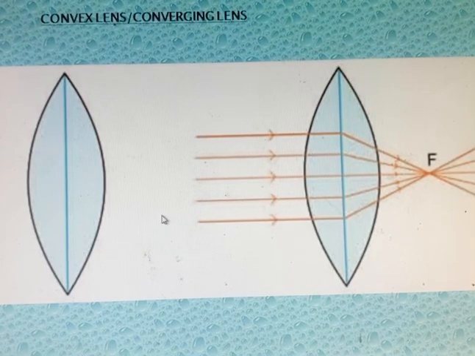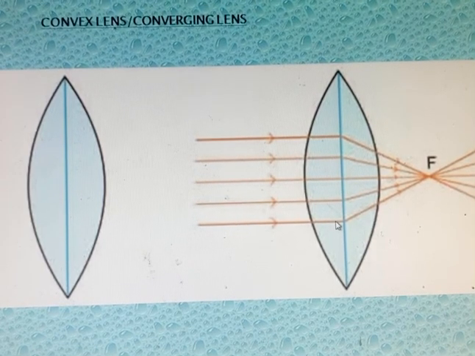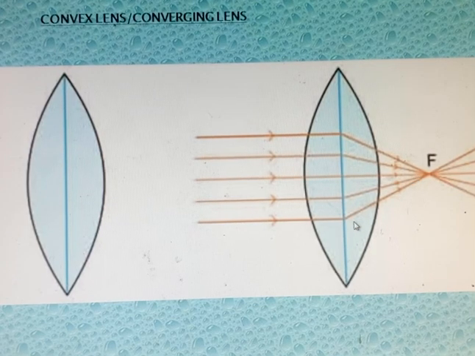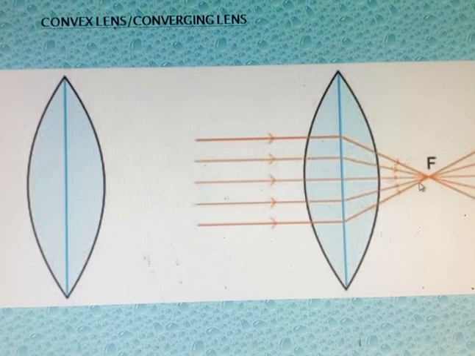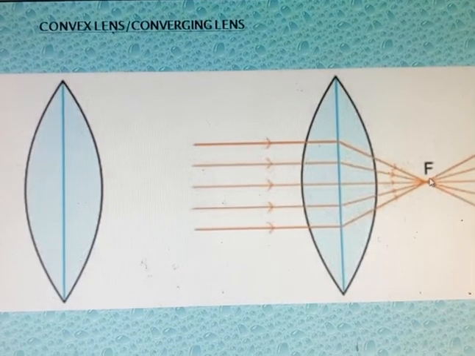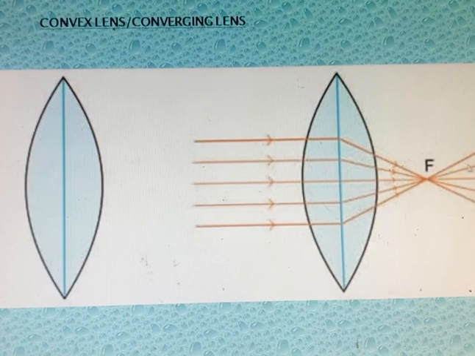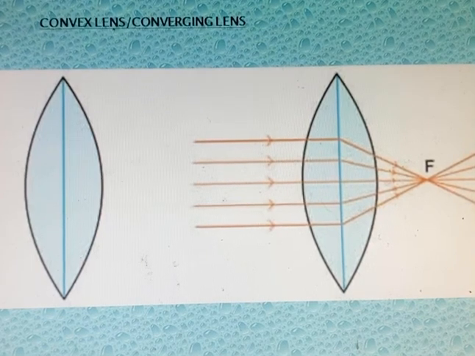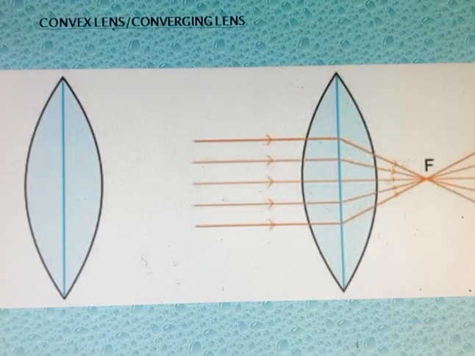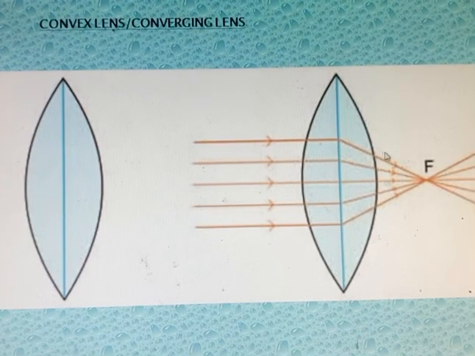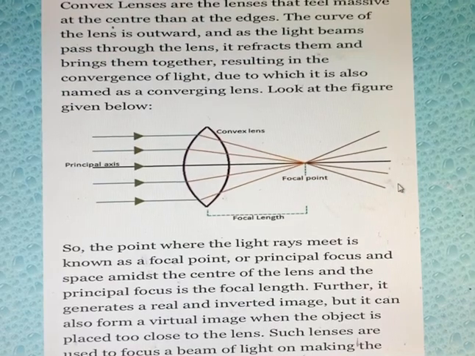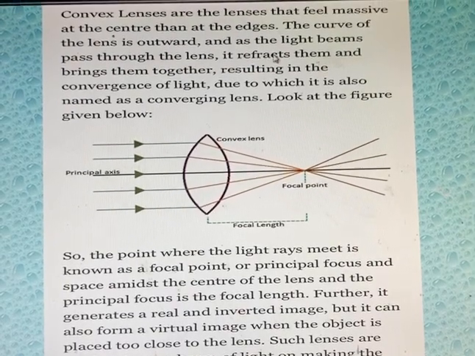So the parallel beams of light, when they enter the lens, change their direction to a certain point. This point is called the focus, and finally it goes to infinity. That is called the converging lens, and convergence means to meet at a certain point. So here is the explanation.